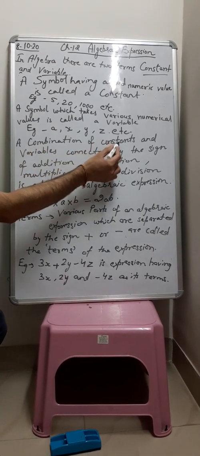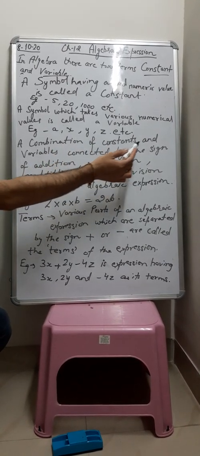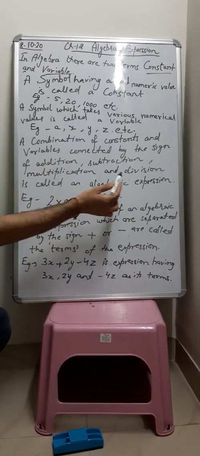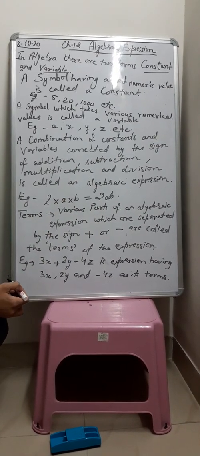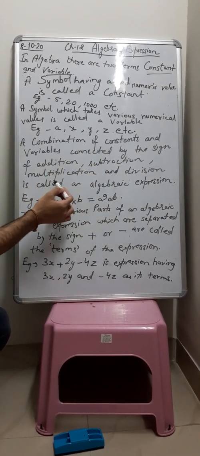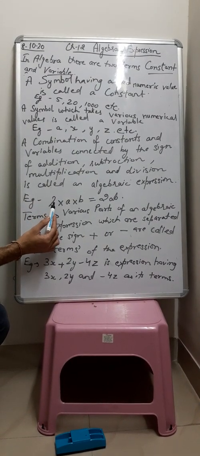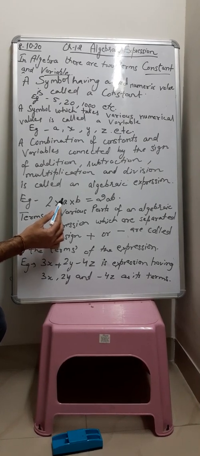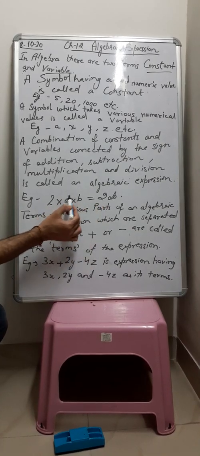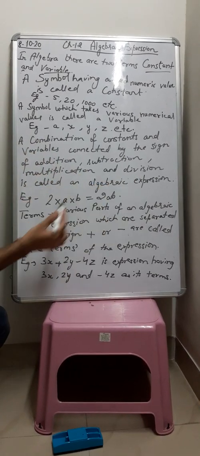A combination of constants and variables connected by the sign of addition, subtraction, multiplication and division is called an algebraic expression. For example, 2 is your constant, and a and b are your variables. When we multiply them we get 2 into a into b, which gives you 2ab. So 2ab will be your algebraic expression.